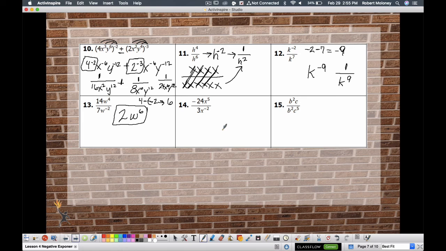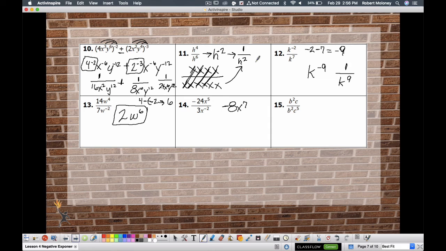All right, now that you've worked those on your own, let's go ahead and solve them. Negative 24 divided by 3 is negative 8. x to the 5th power minus negative 2 gives me x to the 7th. All right, now my last one. b squared divided by b squared is 2 minus 2, so that just gives me b to the 0, which is 1.